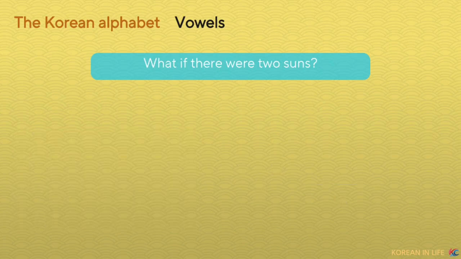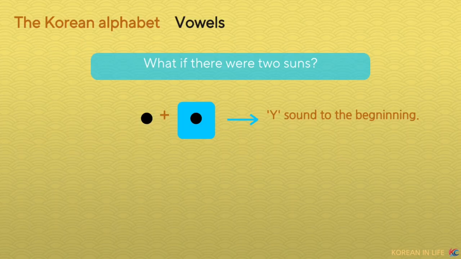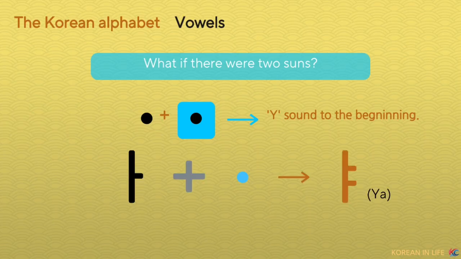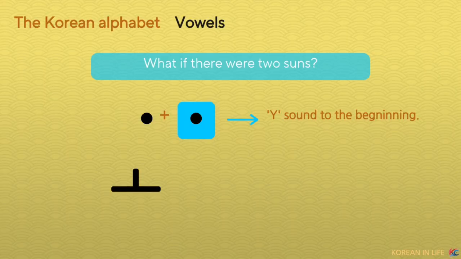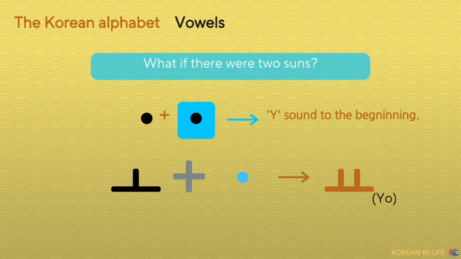Here is one more interesting rule. What if there isn't just one sun, but 2? In Hangul, adding one more dot adds a Y sound to the beginning. Add a dot to A, and it becomes Ya. Add a dot to O, and it becomes Yo. Just by adding a single stroke, a whole new sound is born.